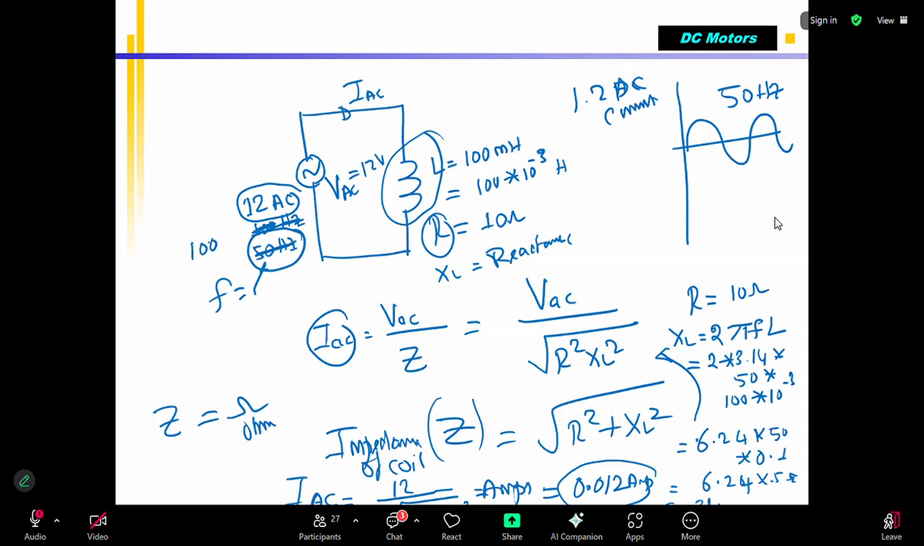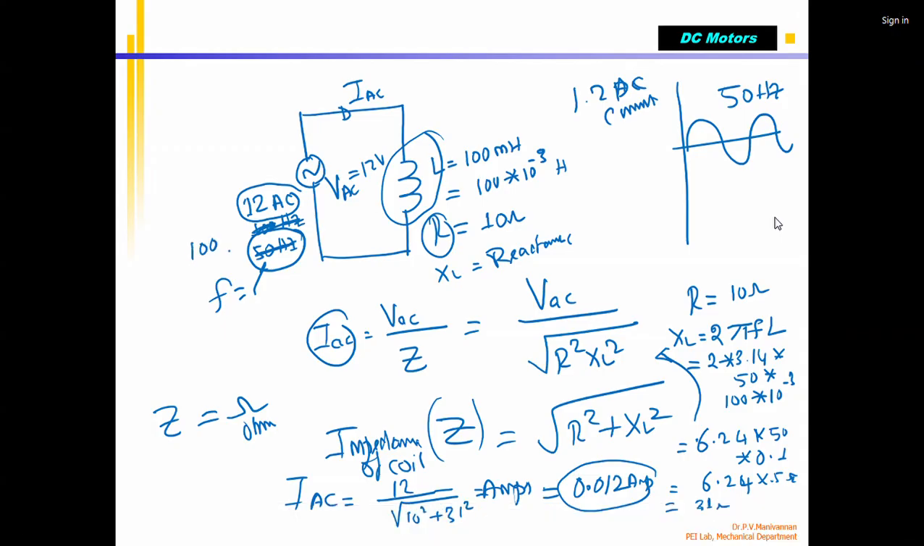What will happen? If the frequency increases, the R will remain the same. Please note that R never changes, whether AC voltage or DC voltage. But XL alone, 2 into 3.14, my F becomes 100, multiplied by 100 into 10 power minus 3.